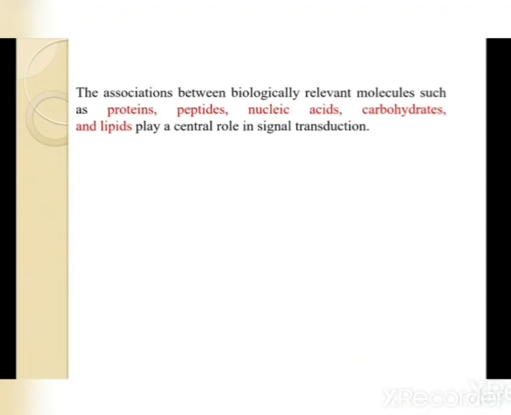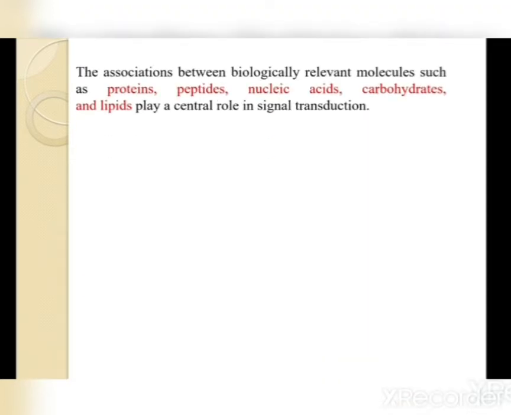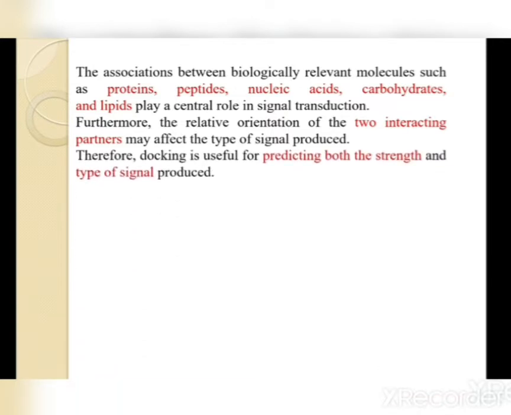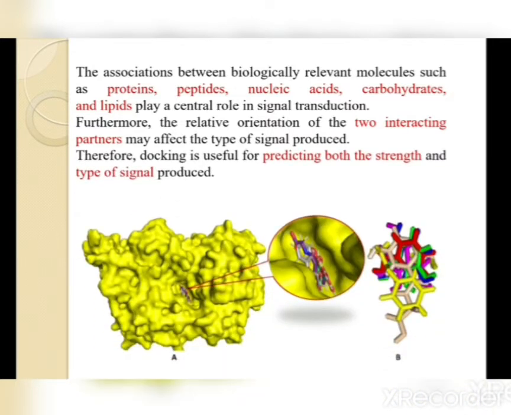Let's see. The associations between biologically relevant molecules such as proteins, peptides, nucleic acids, carbohydrates, and lipids play a central role in signal transduction. Furthermore, the relative orientation of two interacting partners may affect the type of signal produced. Therefore, docking is useful for predicting both the strength and type of signal produced. See this figure. With the help of this figure, we can easily understand how the ligand is going to bind with the receptor and what the interaction between them will be, and we can predict the molecular interactions in molecular docking.